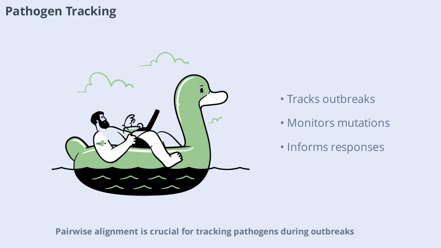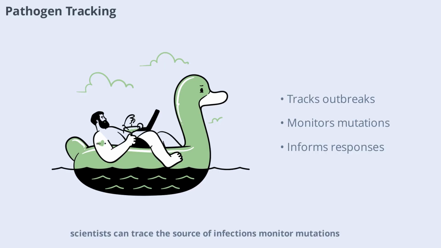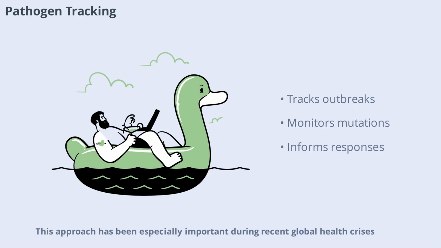Pairwise alignment is crucial for tracking pathogens during outbreaks. By comparing viral or bacterial genomes, scientists can trace the source of infections, monitor mutations, and inform public health responses. This approach has been especially important during recent global health crises.